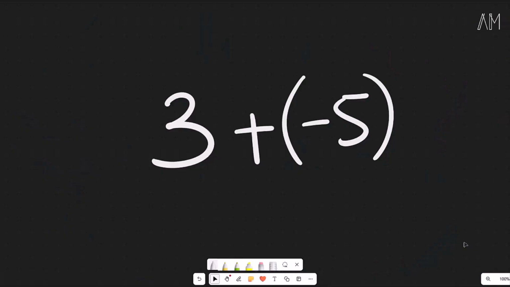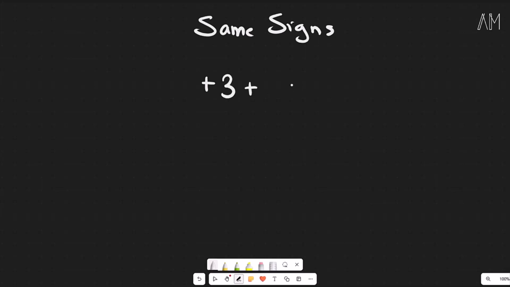Everyone. Today in this video we are going to learn how to add positive and negative numbers. Let's get started with our first example. Let's get started with adding with the same signs. Let's say here I have positive 3 added to positive 7. Well, this one is obvious, just like the normal way, it will become 10.